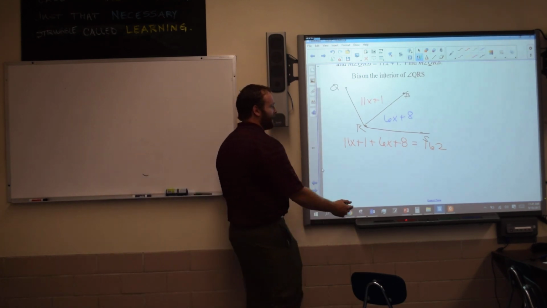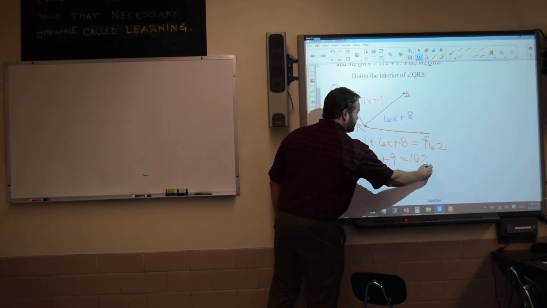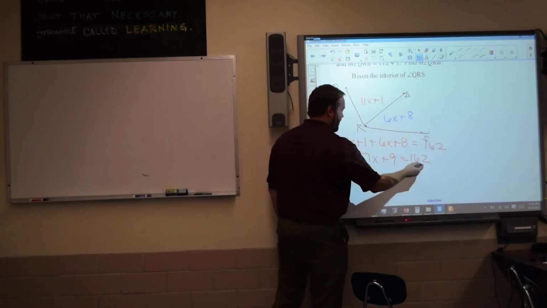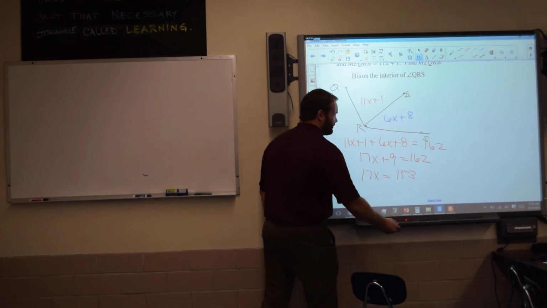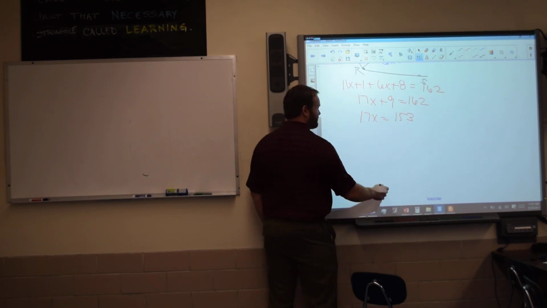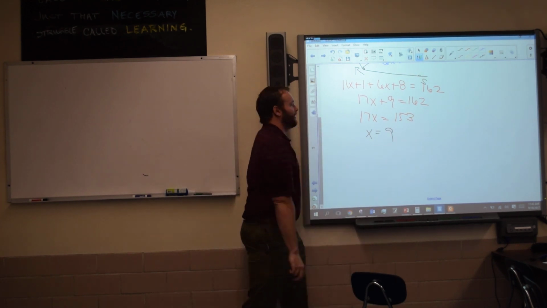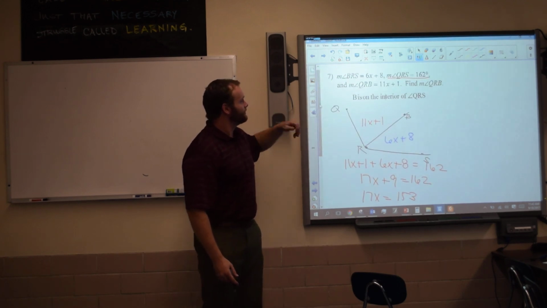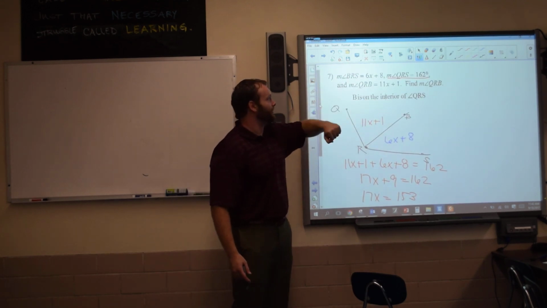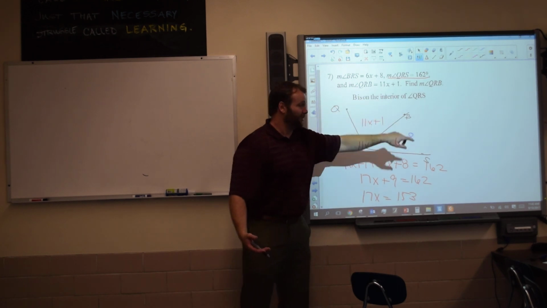So now we'll get 17x plus 9 is equal to 162. I'm going to subtract that. I get 17x is equal to 153. And what does that give me for x? Anybody? 9? Okay. So x is 9. But now when we go back up, it says find the measure of angle QRB. So I'm coming here, 11 times 9 is 99, plus 1 is 100.